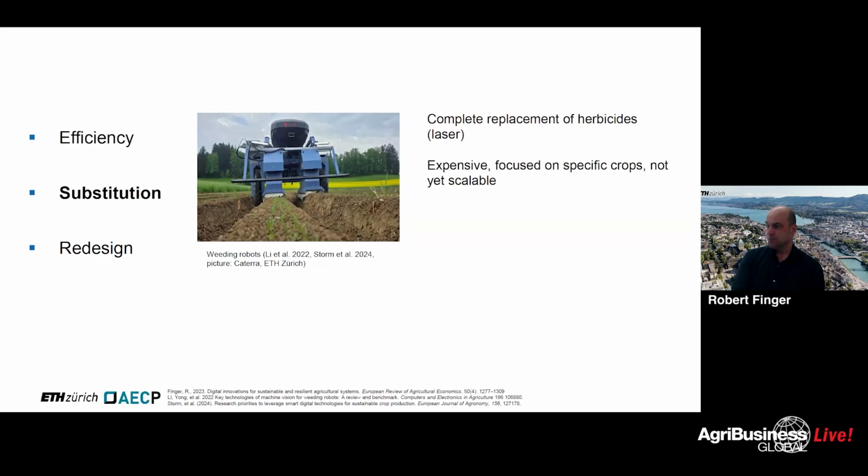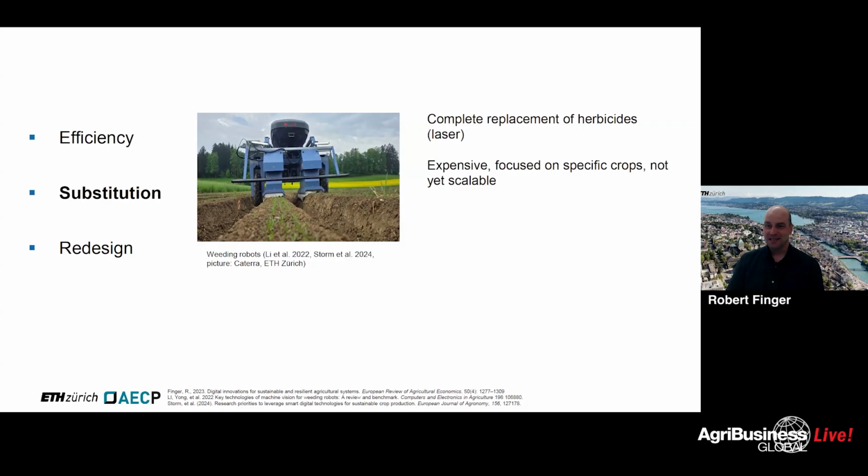And here, the flagship example, of course, are these autonomous weeding robots. This is an example of a spin-off of ETH Zurich. In this particular case, the robot is running over the field, identifying weeds, and is applying laser to eliminate the weeds. So this is, of course, completely replacing the use of pesticides, the use of herbicides here.